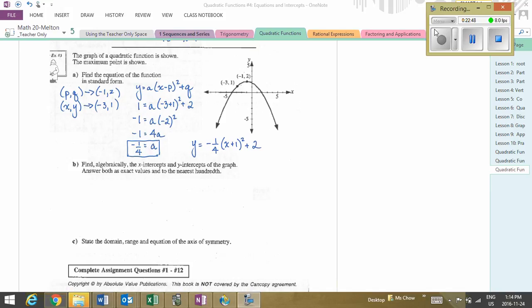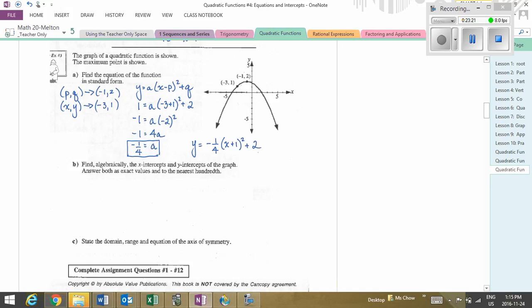Okay, so taking a look, we've put in y is 1, a is what we're trying to solve for, x is negative 3, p is negative 1, so when I subtract negative 1, it's the same as adding 1, all squared, and then plus q, so plus 2. So if we simplify, I'll subtract 2 from each side, and then negative 3 plus 1 is negative 2. The whole thing is squared, so negative 2 times negative 2, which is positive 4, and then divide both sides by 4, so a is equal to negative 1/4.